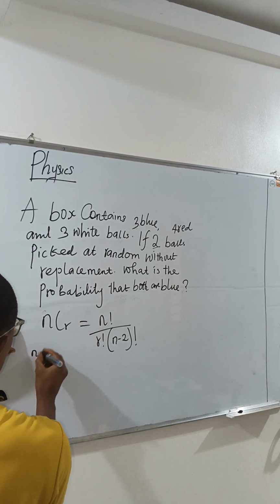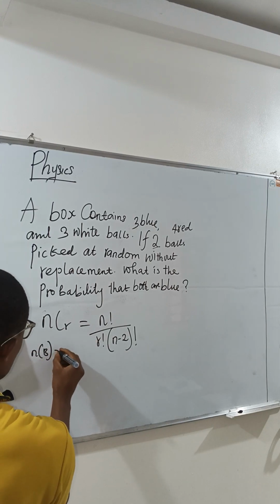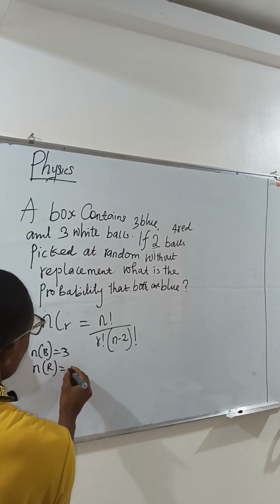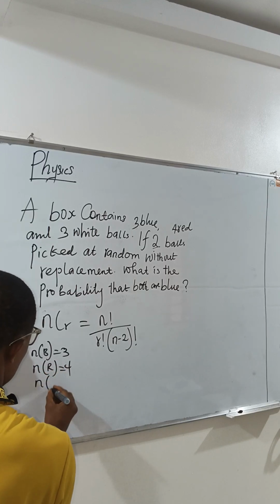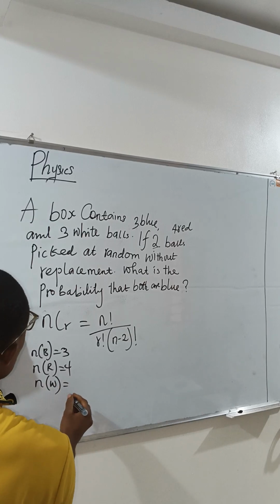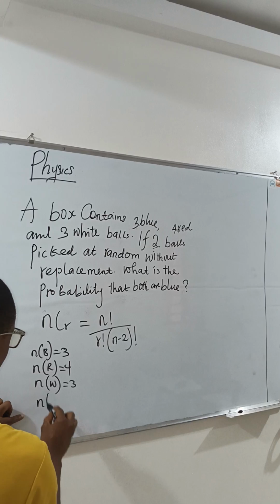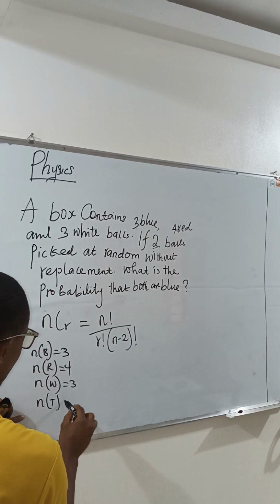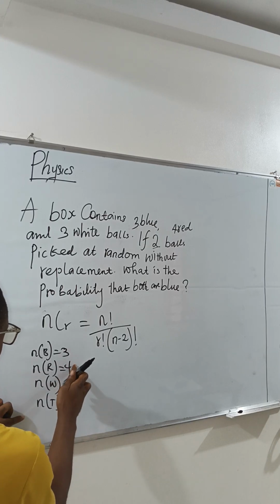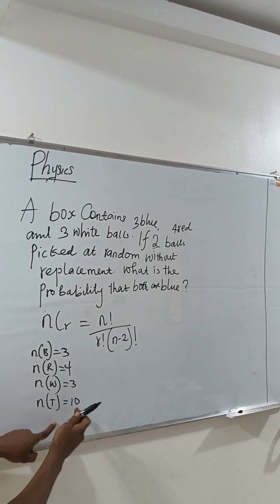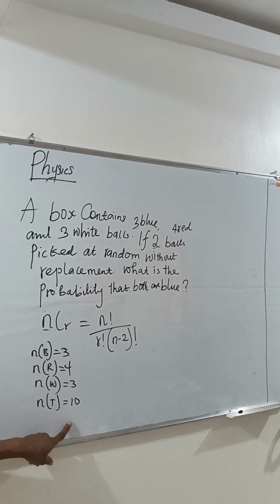Okay, so if we apply that, first of all, let us know how many balls there are. We have the number of blue as 3, the number of red as 4, and the number of white is also 3. Now the total number of balls is 3 plus 4 is 7, plus 3, they are 10. This total number is what we call n.